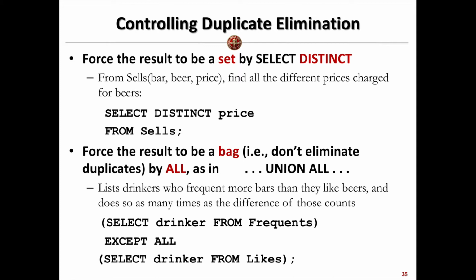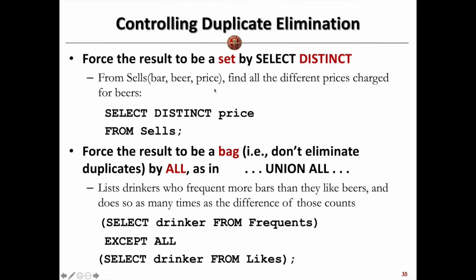And sometimes we may want to force the result to be either a set or a bag manually. If so, we can control whether duplicate records will be eliminated or not. Finally, we can force the result to be a set by SELECT DISTINCT. DISTINCT is a keyword that we can follow after SELECT. We can provide you with an example.